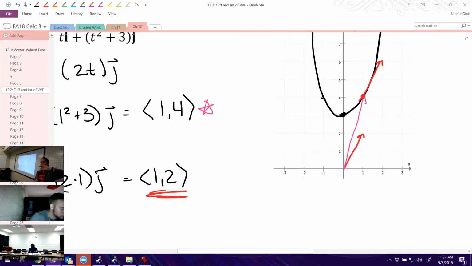If our vector was longer, it means we're traveling faster. If our vector is short, it means we're traveling less. We'll eventually talk about speed with this stuff too. That doesn't happen for a little bit yet.